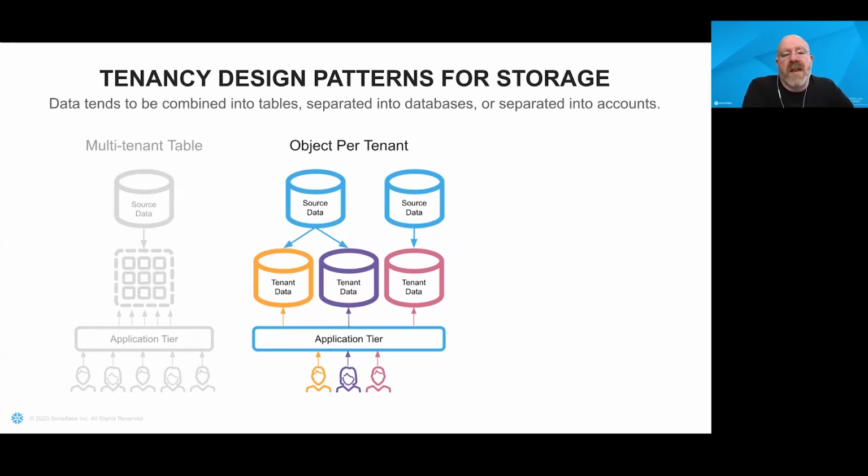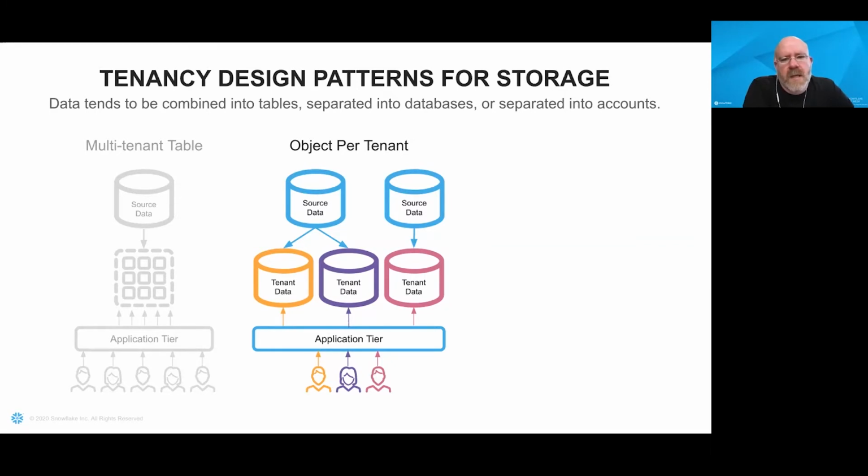Or you could be fanning out your source data. If the source data is coming in for all tenants, but you want to have an object per tenant model, you can fan out the source data into each corresponding tenant's database, schema or table. And then from the application tier, it's a matter of routing the orange tenant there to the orange database, the purple tenant to the purple database, the pink tenant to the pink database. And I'll talk to you about how we do that as we get a little bit further into the presentation here.